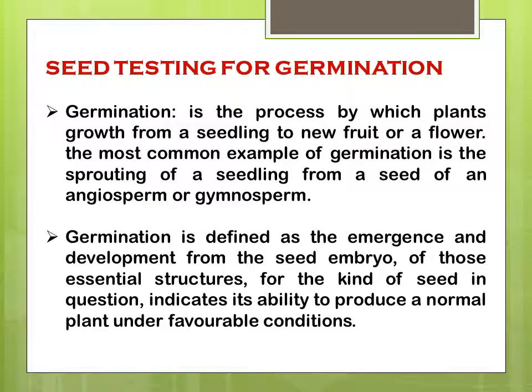Whenever you sow a seed into the soil, you have to wait and see whether it is sprouting or not. When it is not sprouting, it means your seed lot is not good. Germination is defined as the emergence and development from the seed embryo of those essential structures for the kind of seed in question. It means its ability to produce a normal plant under favorable conditions.